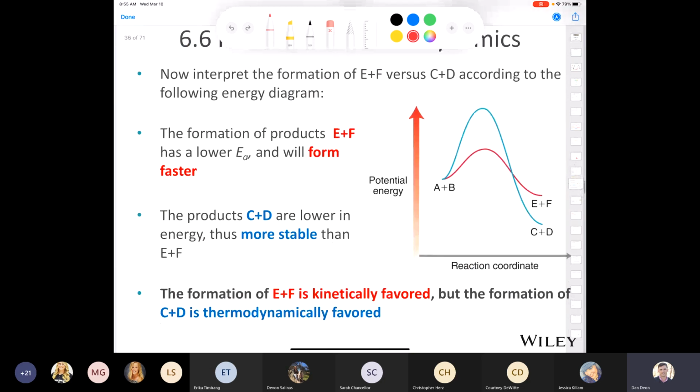If you look at this diagram here, if we interpret it, you can clearly see that the pathway to E and F is kinetically favored because the activation energy is smaller, but you can see that the products C and D are thermodynamically favored. Why? Because they're more stable. They're lower in energy.